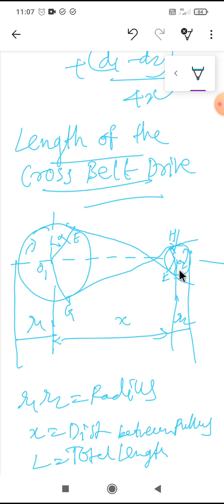So we have to find the length of the whole belt drive. Let's say the total length of the belt drive is L. Let's say R1 is the radius of the bigger pulley and R2 is the radius of the smaller pulley, and X is the distance between the pulleys. So X is nothing but O1O2. So the O1O2 distance is X. Let's find out the length of this belt drive.